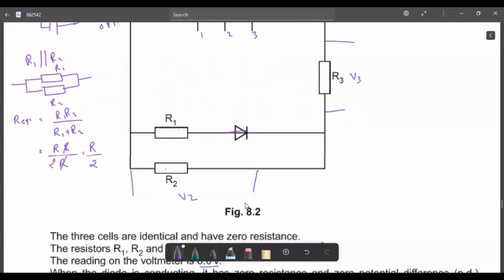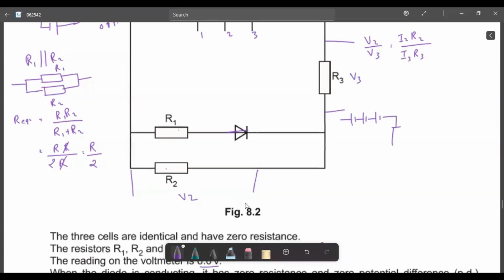So here we need to find the ratio V2 by V3, that is potential difference across R2 by potential difference across R3. So V2 by Ohm's law, you can write it as I2 R2, and V3 can be written as I3 R3. So here the diode is closed. I'll just change that to the equivalent circuit. We can draw the equivalent circuit as 3 cells will be there.